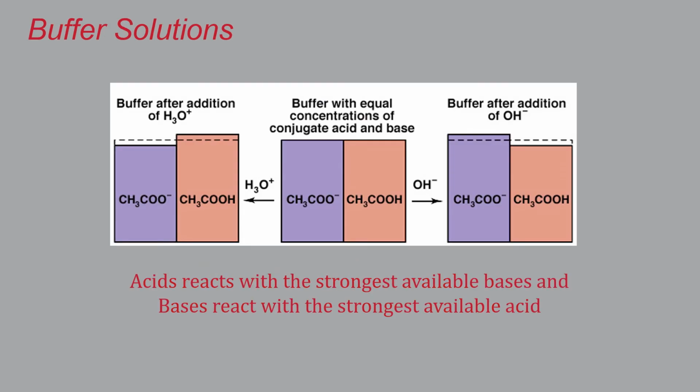Alright, so the key is to use basically a weak acid-base conjugate pair. So let me explain how this actually works. The ground rule, here's a thing that you need to know: an acid will preferentially react with the strongest available base in any solution, and conversely, a base will react with the strongest available acid in the solution.